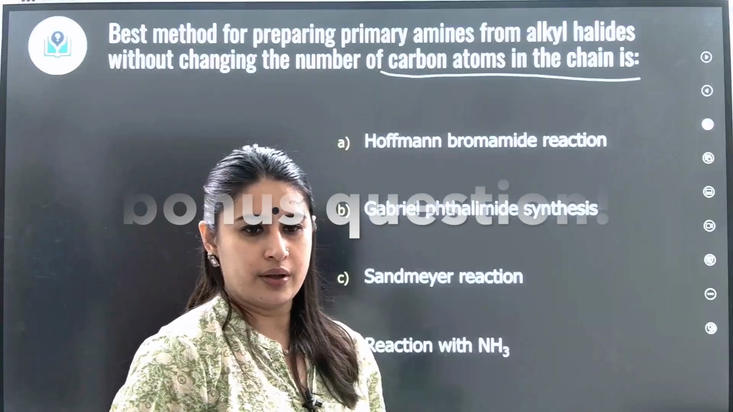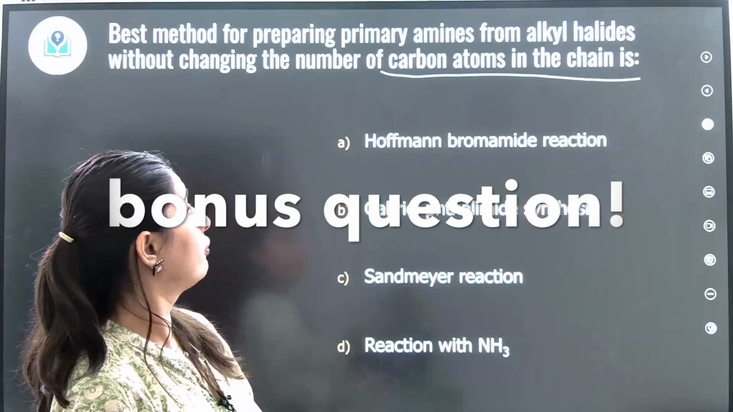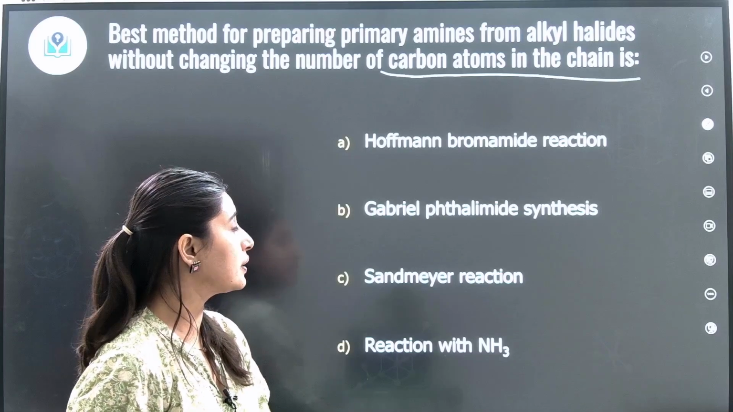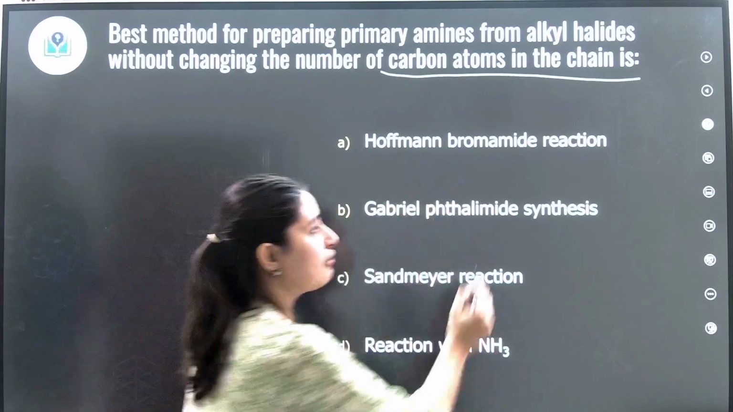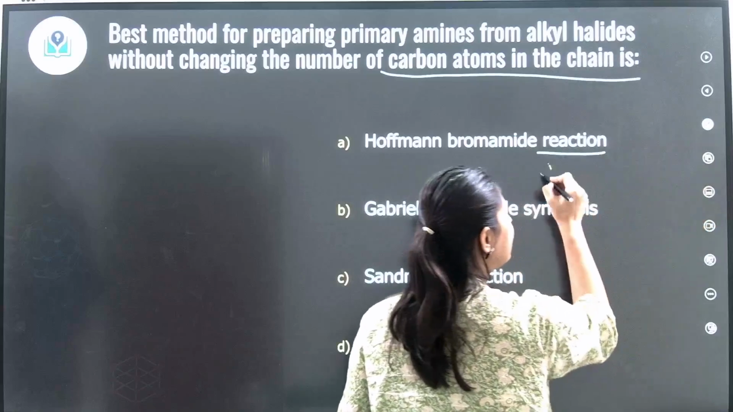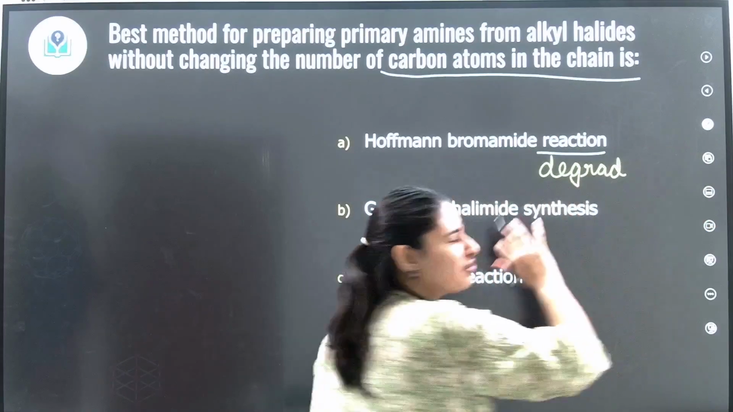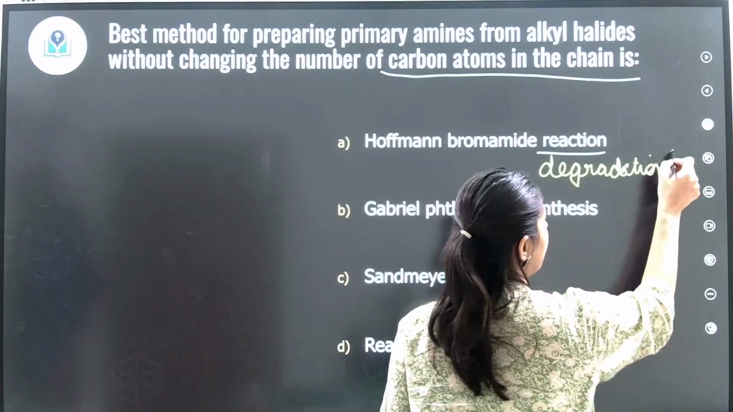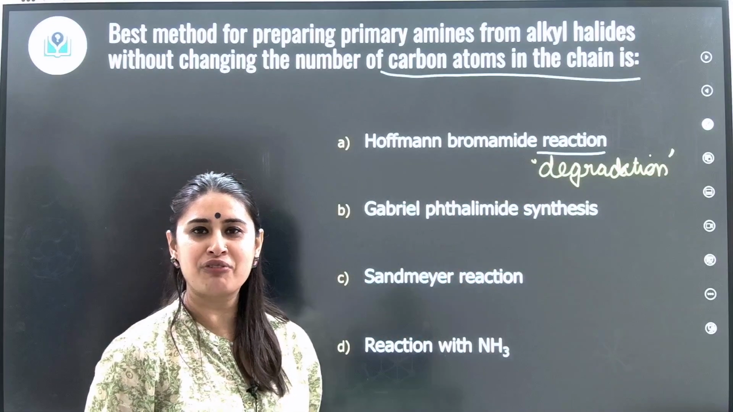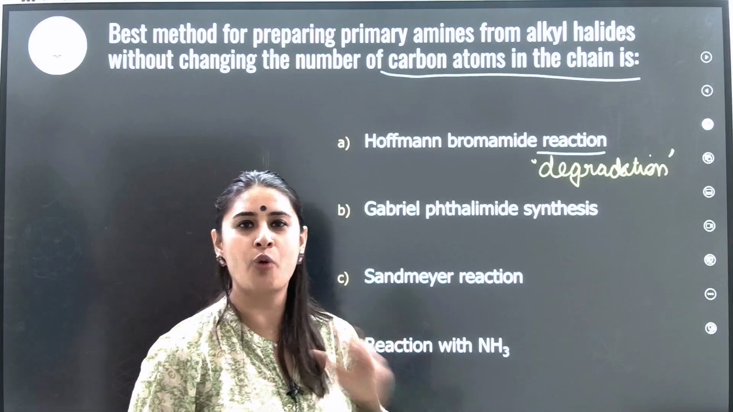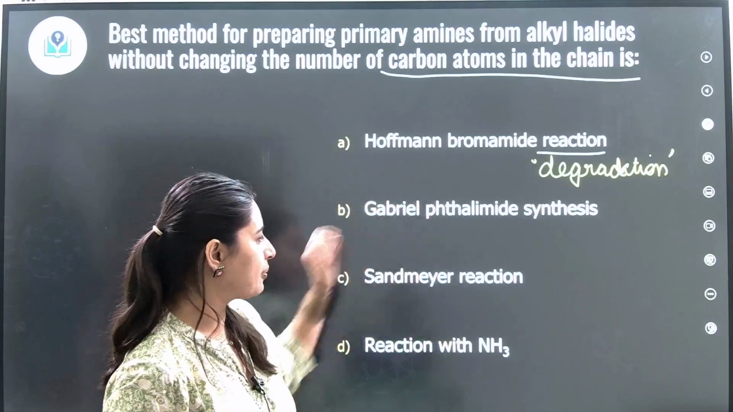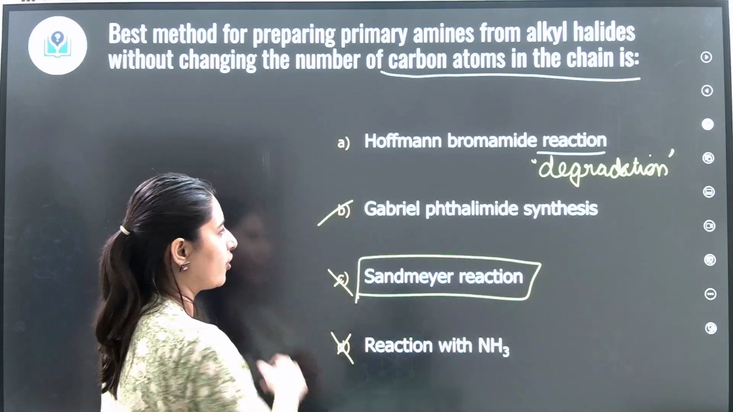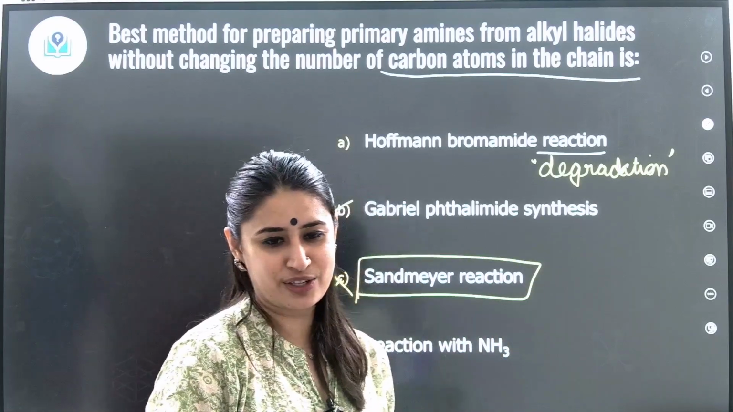Okay. Best method for the preparation of alkyl amines without changing the number of carbon atoms in the chain is Hofmann bromamide. The name itself is Hofmann bromamide degradation. The examiner has playfully given you this reaction, and has not given you the term degradation, because then you would know that it's a step down reaction. We do not want a step down reaction. We want the status quo maintained. So A cannot be your answer. Gabriel phthalimide, super. Sandmeyer, you know it is not going to be your answer. Reaction with ammonia is of course not your answer. B is the right answer for this question. Okay.